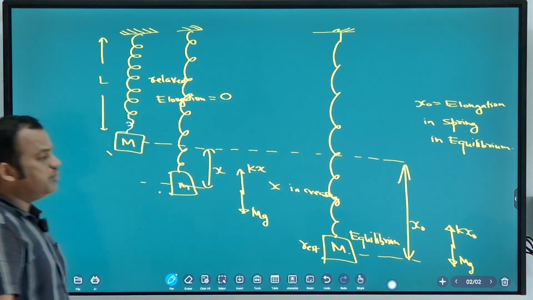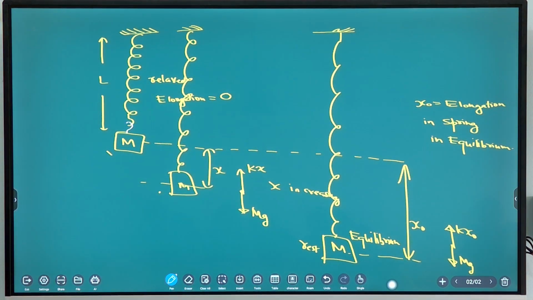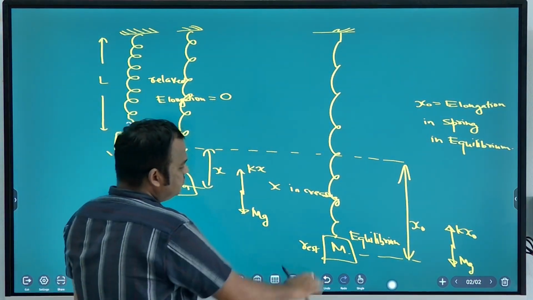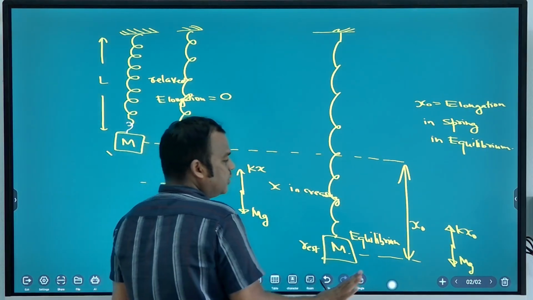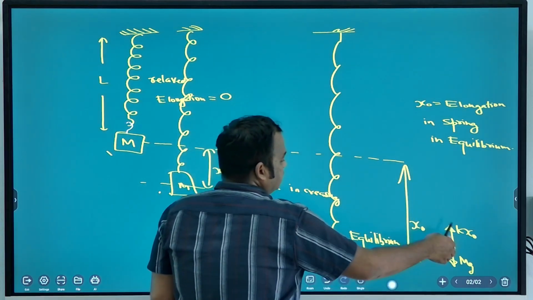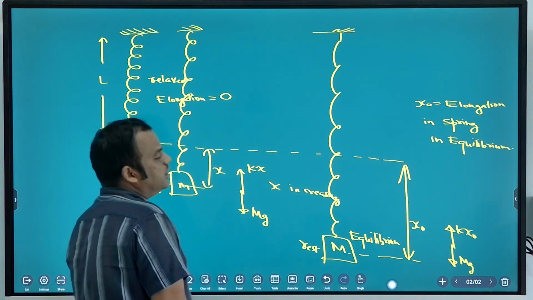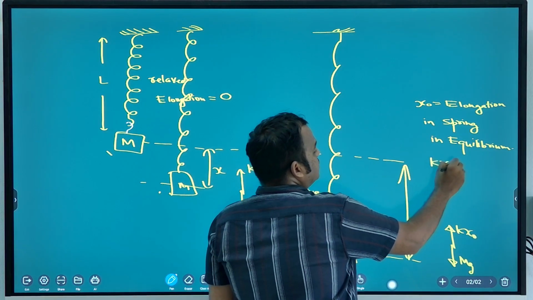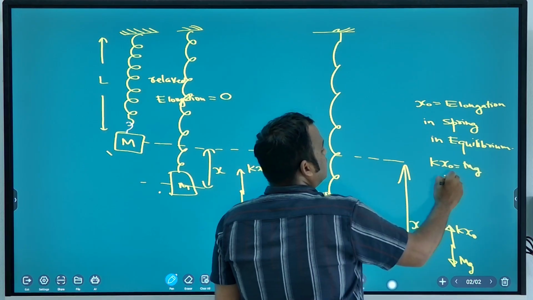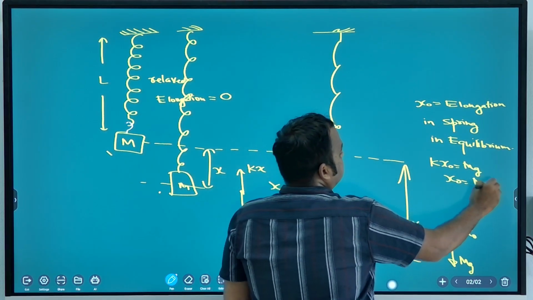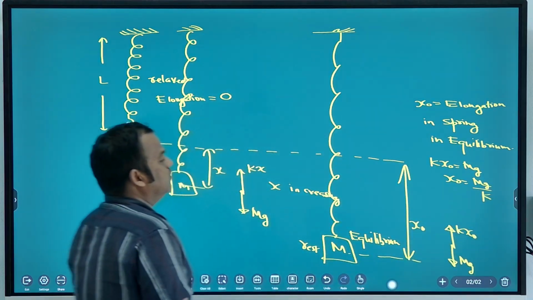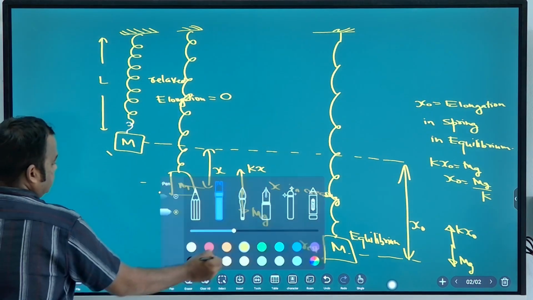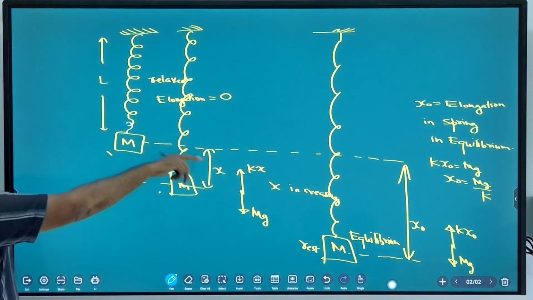So when equilibrium is there, net force is 0. So upward and downward forces are equal. So kx naught is equal to mg. Okay, clear, done. So tell me, what is kx naught? mg. So what is x naught? mg by k. Okay, note down. Write down what I said.